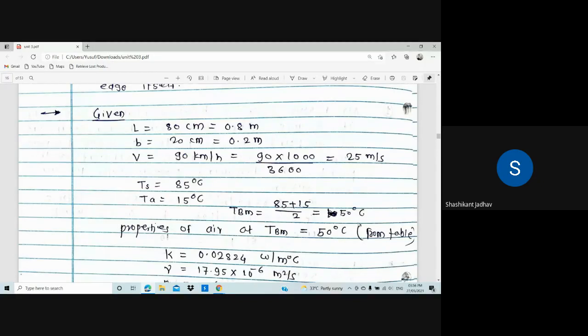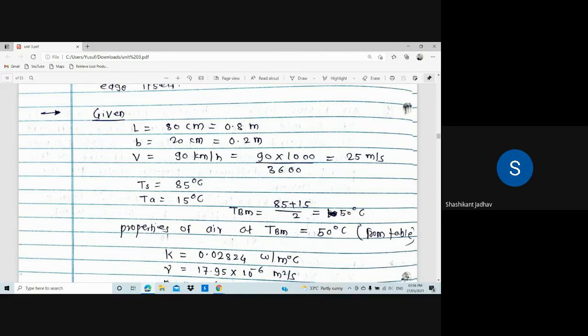80 into 20, that is, length into width is given. L is equal to 80 centimeter. So we have to convert that 80 into meter, so 0.8 meter. Then width is given, 20 centimeter. So B is equal to 20 centimeter, which is nothing but 0.2 meter.